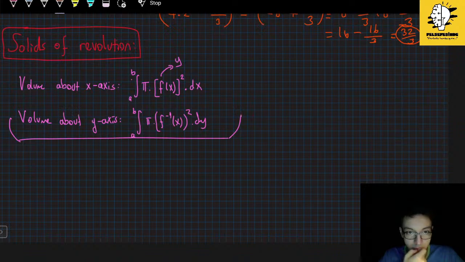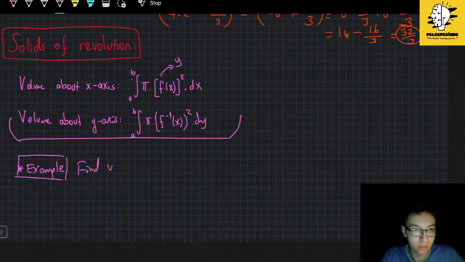Okay? Let me write you a question. Let me write you an example. And I like this example, guys. The example says, find the volume of the solid formed. Then let's write an equation: y is x to the power of 2 for the interval, and it is revolved by 2 pi about the x-axis, guys.